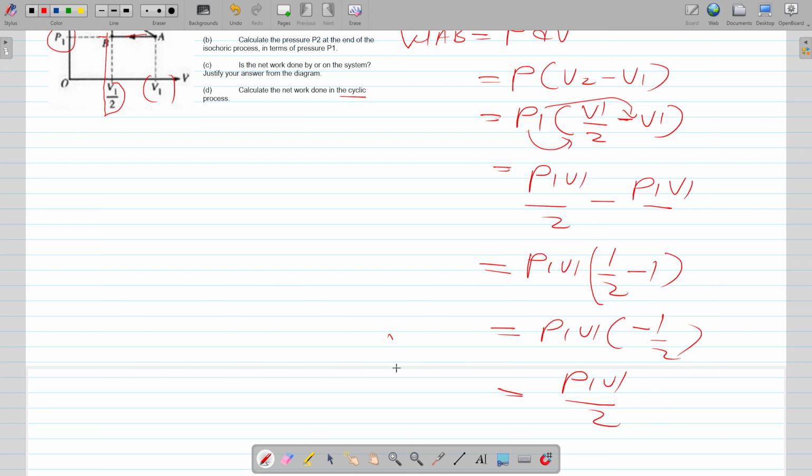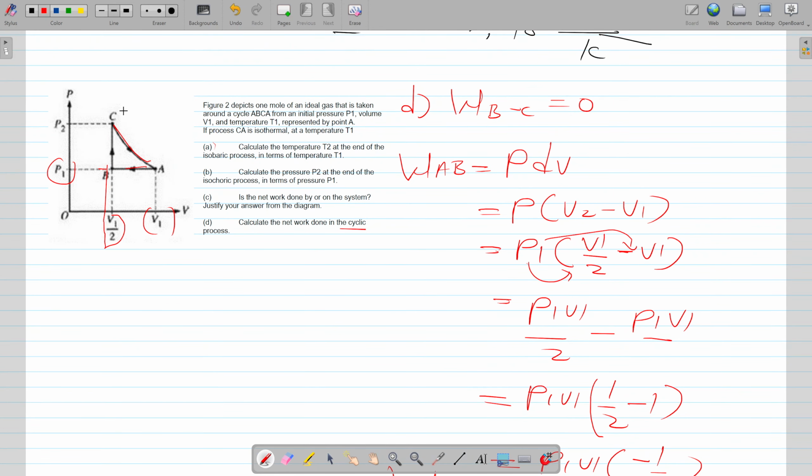So that's our WAB, right? That's the work that is being done by this process over here. So I'm going to erase everything again, and then select another color.